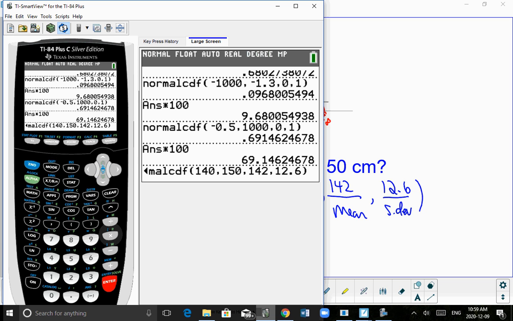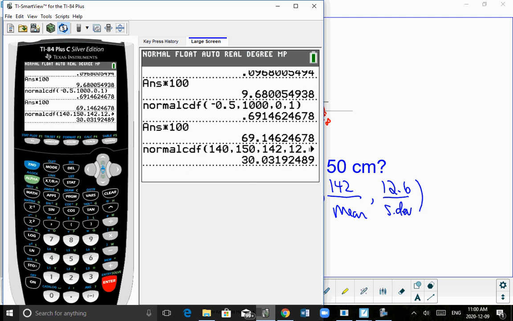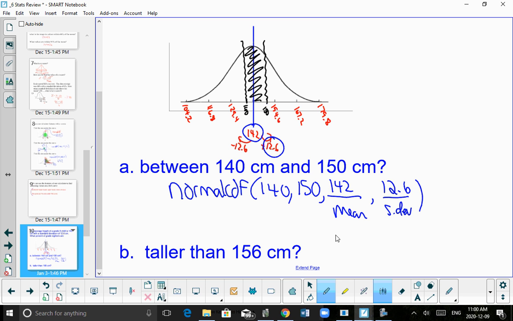Now, if you want to, you can just go times by 100 in this step, and then it automatically shows the percent. So we're expecting 30% of the kids, so 30% of grade 8s should be between 140 and 150 centimeters. And again, it's less than 68, so it's what we were expecting.